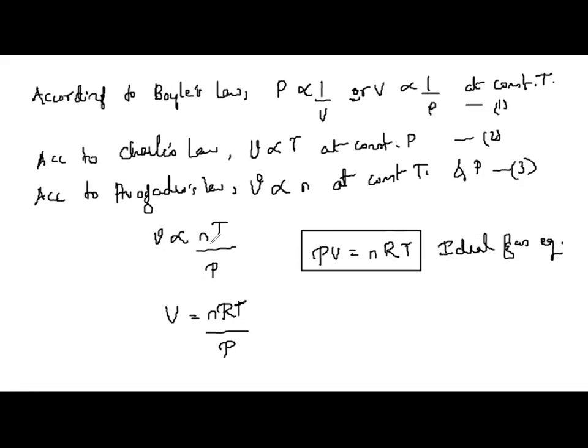So V is directly proportional to the number of moles as well as temperature according to these two laws, and inversely proportional to pressure according to Boyle's law. Remove the proportionality sign, introduce a constant R, and this constant R is known as the universal gas constant. Take P to this side. So PV = nRT. This is called the ideal gas equation. So this is how we derive the ideal gas equation.